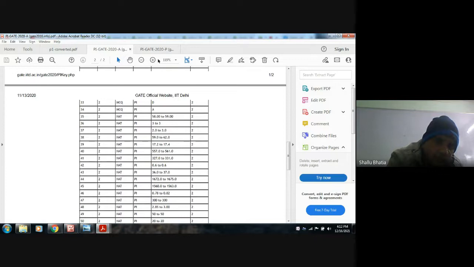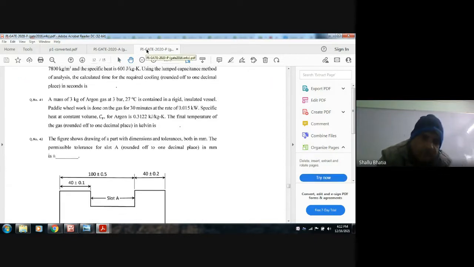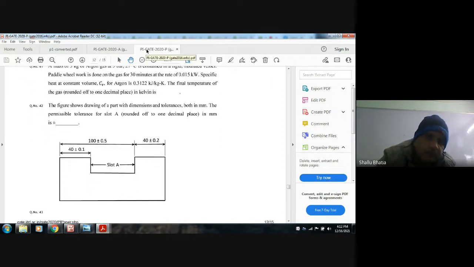Next question. Question number 42. The figure shows a drawing of a part with dimensions and tolerance both in mm. The permissible tolerance for the slot A, rounded off to one decimal place in mm, is plus minus. So we have to calculate the dimension of this slot.